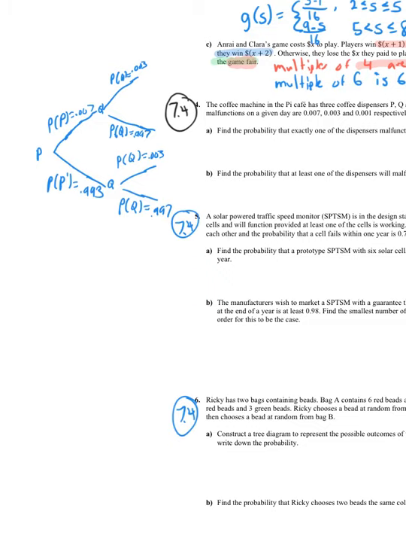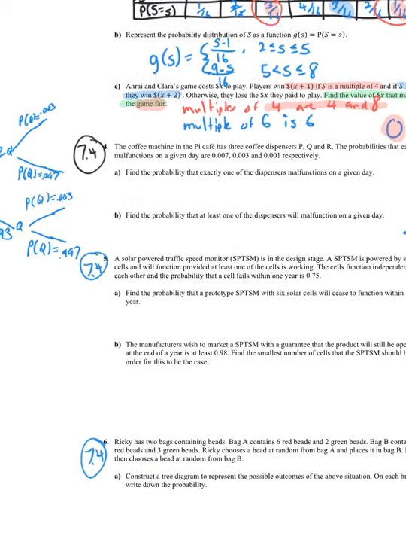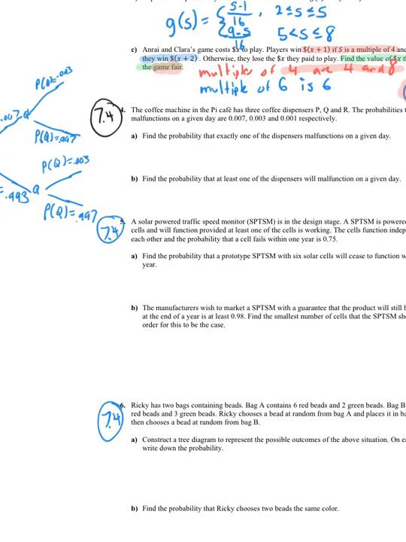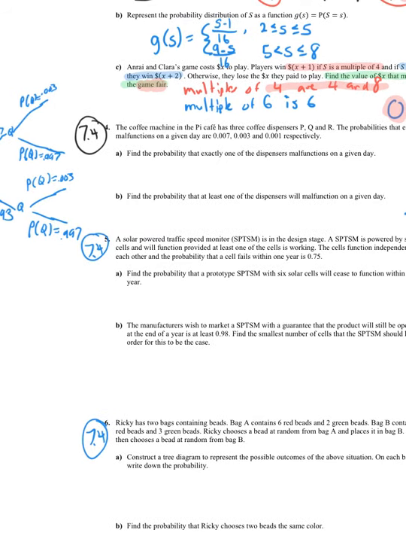So that's one way to do it. The other way you can do it, if you don't want to do the tree diagram, think about the probability that exactly one of the dispensers malfunctions on a given day. That means you could say the first one fails and the second one does not, and the third one does not. Okay, that's one possible outcome.